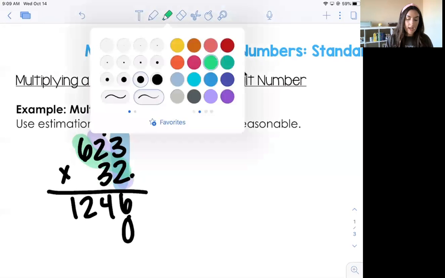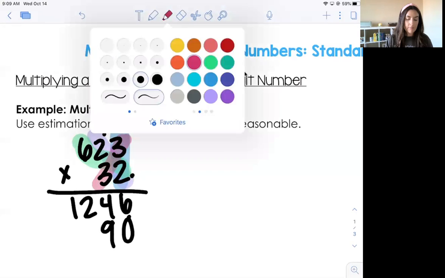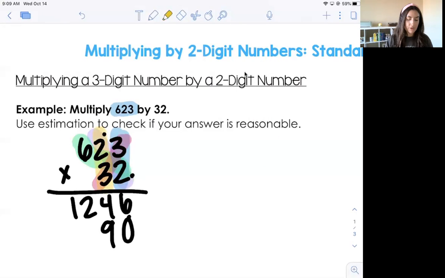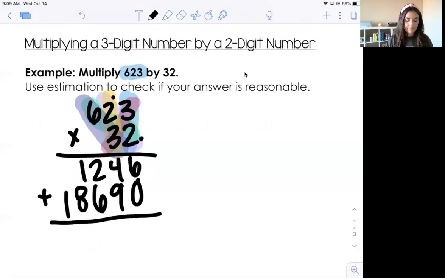So then I'm looking at my tens place, the 30. So 3 times 3 is 9. And then I'm looking at 3 times 2, which is 6. And then lastly, 3 times 6, my 3 in the tens by the 6 in the hundreds, and that's 18. And then my last step is to add them all up. So 6 plus 0, 6. 4 plus 9 is 13. 6 plus 2 plus 1 is 9. 1 plus 8 is 9, and then 1.